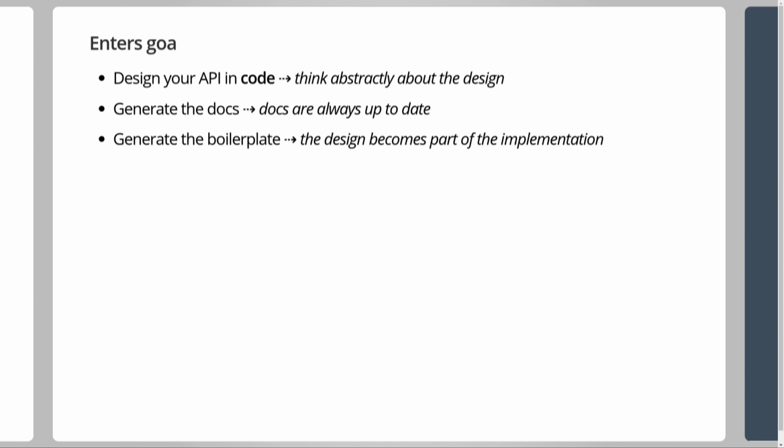So with Goa, you design your API in code using the Goa DSL, which means that you get to think about the design as a first-class abstraction. You make those decisions we just saw explicitly in DSL code. And then from that code, the Goa tool is going to generate the documentation, which means that the documentation is always going to be up to date with the design. And it's also going to generate the boilerplate code so that you know that your implementation implements the design. That makes the reviewer happy. And that makes the developer happy too, because he doesn't have to redo all of that work.